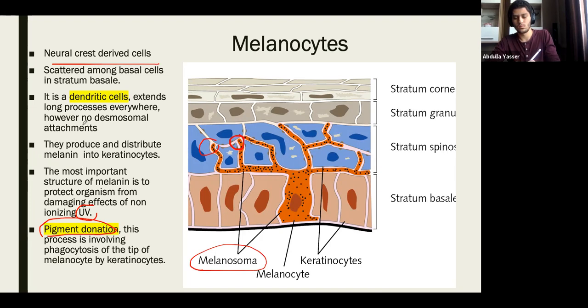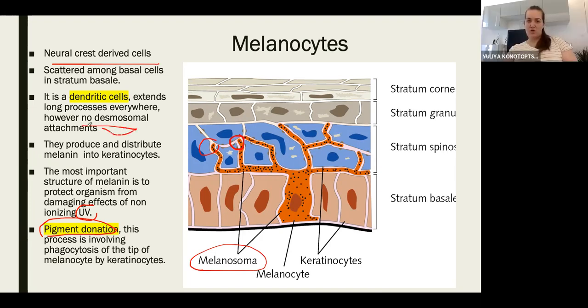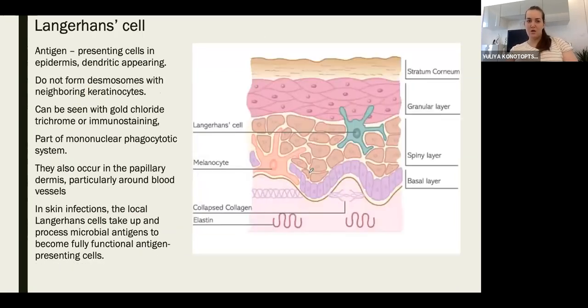Do not forget that melanocytes also have no attachments to any cells. They are just sitting in the stratum basale, but they have no connections to any other cell. Langerhans cell, antigen presenting cell. That's all you need to know. This is the APC of the skin specifically. This is the macrophage of the skin. Same as the melanocyte, it does not have any connections to the neighboring keratinocytes.